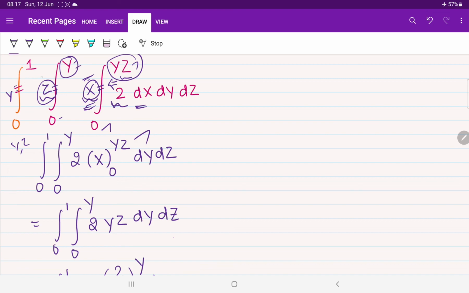Then you can go with the third one. Obviously, the one and only missing variable is y, so the final integration is with respect to y only. This is how we do the triple integration.